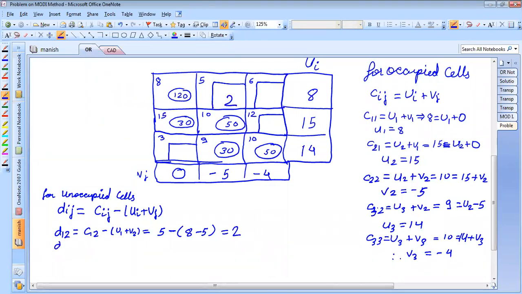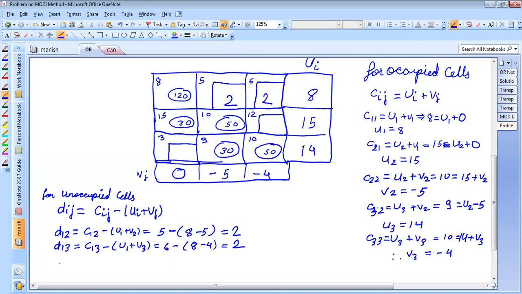Then D13 is equal to C13 minus of U1 plus V3, that is equal to 6 minus of 8 minus 4. 8 minus 4 is 4. 6 minus 4 is 2. So the answer is 2. Correct? Any doubts?